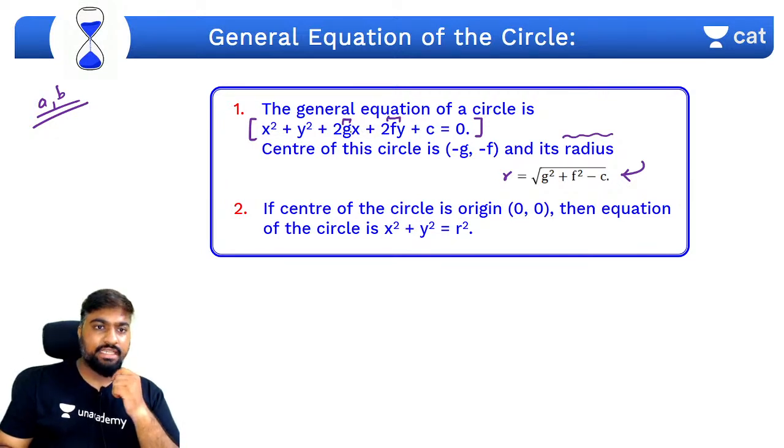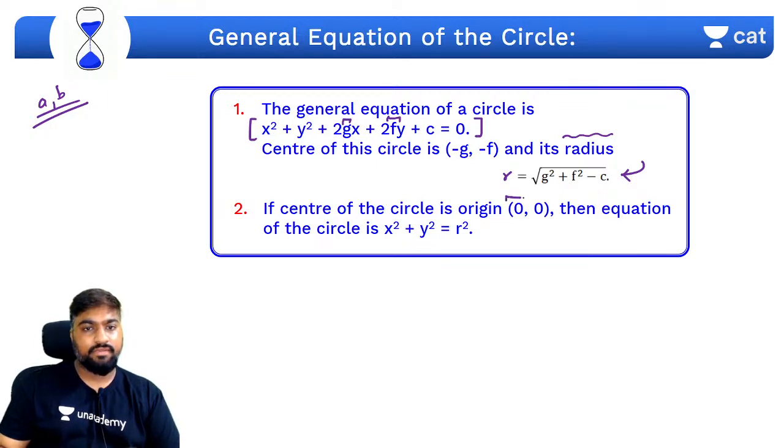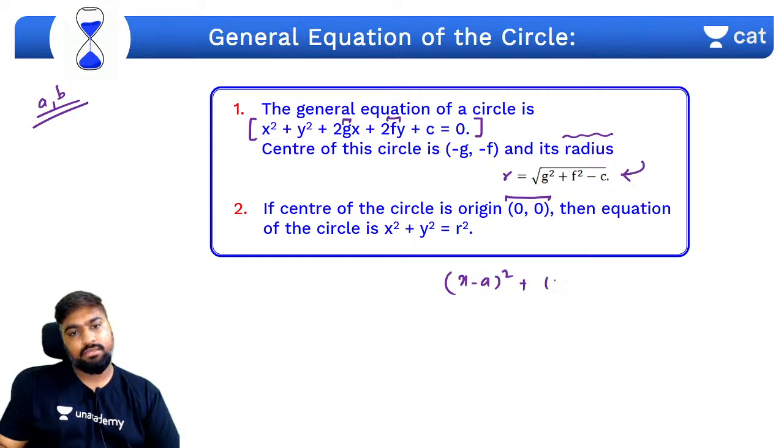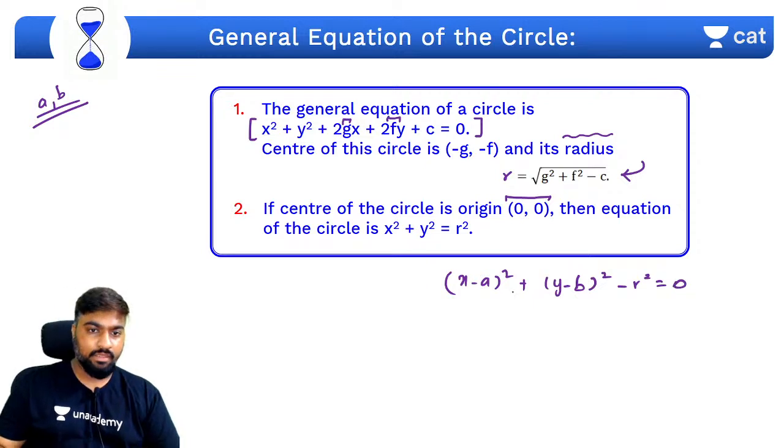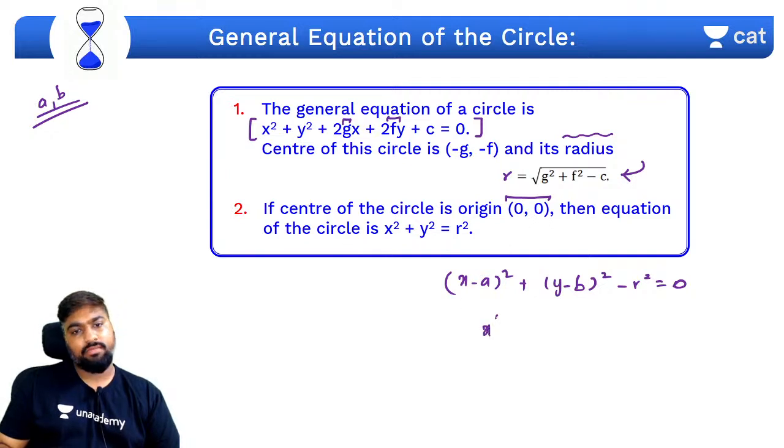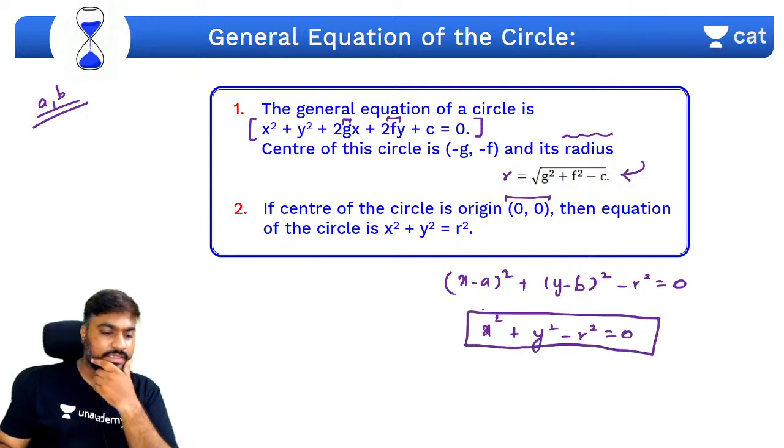So g is nothing but half of the coefficient of x and f is nothing but half of the coefficient of y. And if the center is at origin, that is a comma b is 0, so you can directly substitute x minus a whole square plus y minus b whole square minus r square is equal to 0. A comma b, the center is at origin 0 comma 0, that means it becomes x square plus y square minus r square is equal to 0.